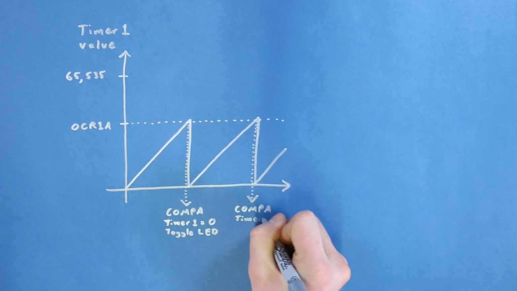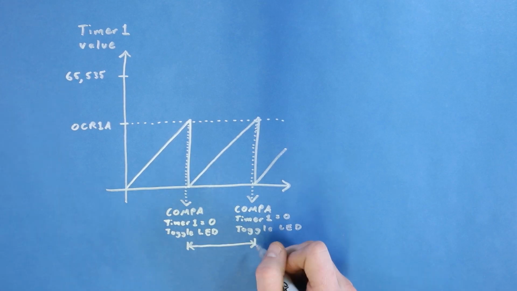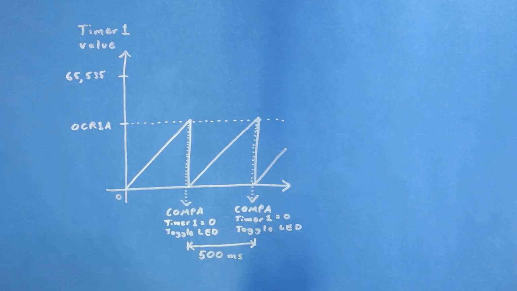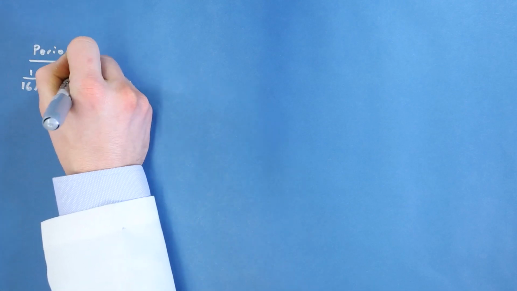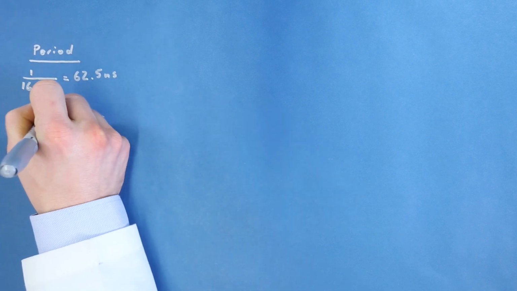Ideally, we want the time between compare interrupts to be 500 milliseconds. So we need to find which value to load into the output compare registers to make the time between interrupts be 500 milliseconds. To do that, we need to do a little math. We know that the time it takes for one cycle of the clock with no prescaler is 1 divided by the frequency, or 16 megahertz. This means the period is 62.5 nanoseconds.